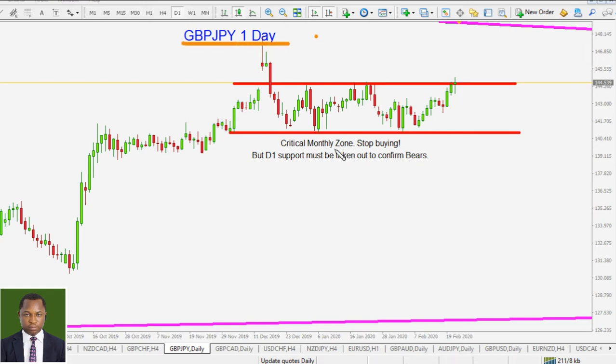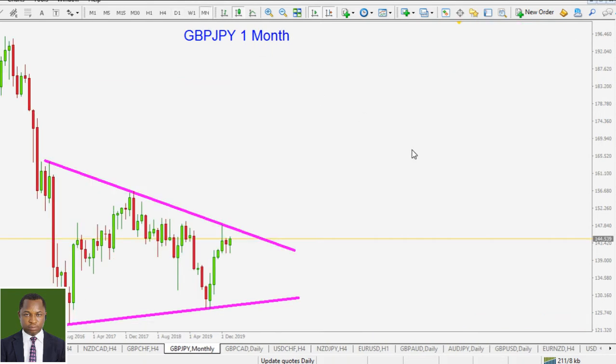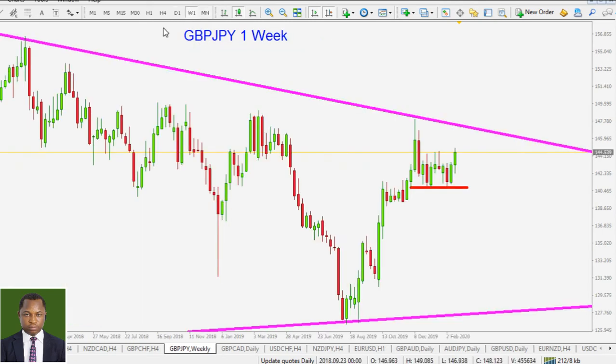I have written something here: critical monthly support as monthly zone, stop buying, but the daily support must be taken out to confirm bears. What I am saying here is that although everything is still bullish, price is trading around a critical monthly resistance zone. That is the zone right there. You can see the triangle. So this is a resistance zone in the monthly time frame, and you really do not want to go long against that level of resistance.